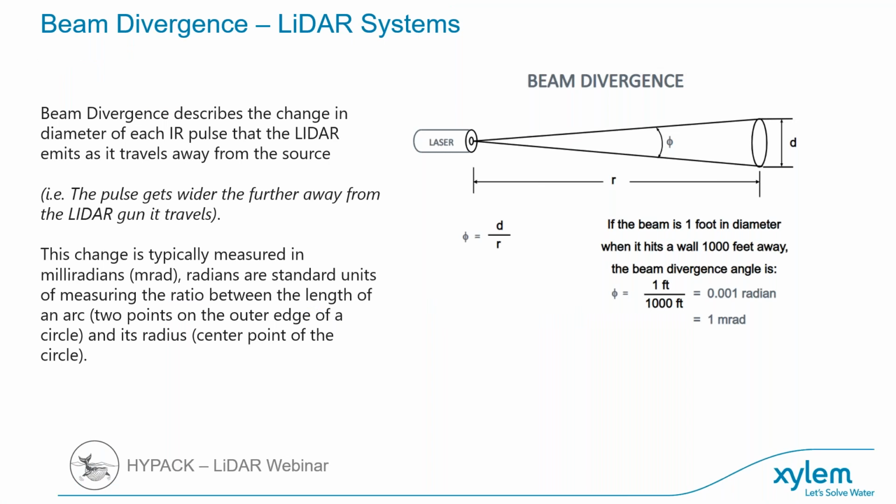When we start talking about LiDAR data collection, one of the things I like to discuss is beam divergence. So this describes the change in diameter from a laser. Everyone thinks a laser is a pinpoint light that goes out forever. In reality, it's just like a sonar transducer. It gets wider as it gets further away from the source. So here we have an image of the laser, and the laser shoots out and it gets bigger where you see the D to the right in this image.